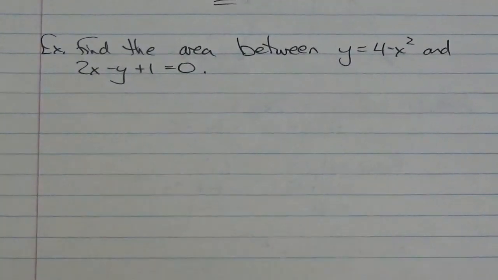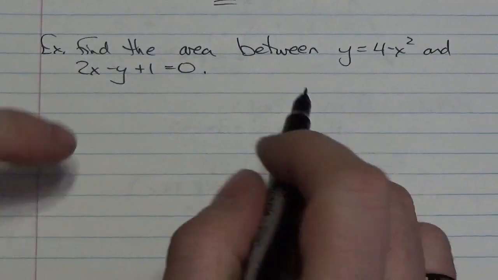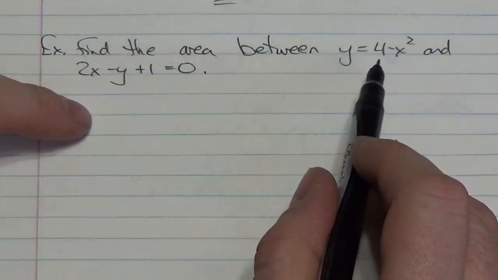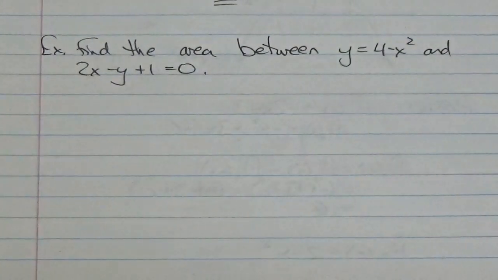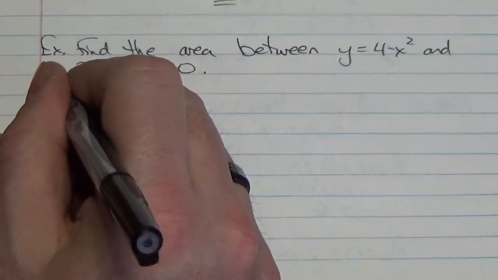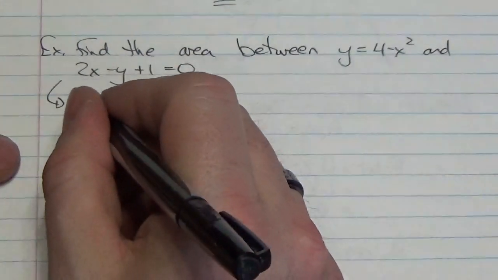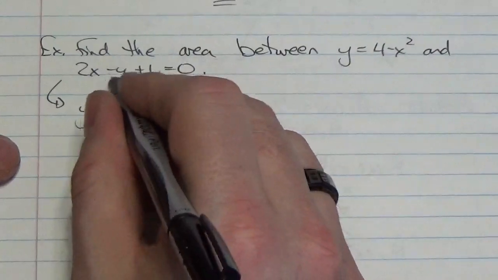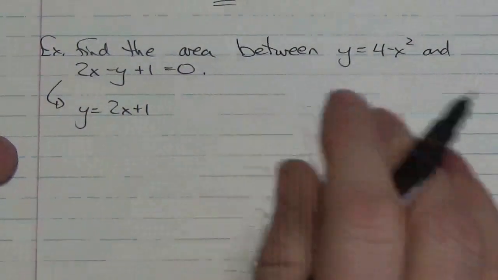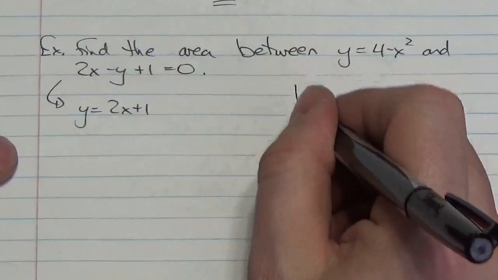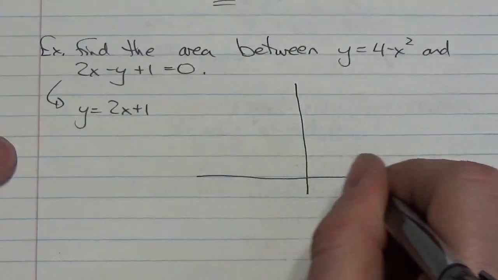All right, let's now apply what we know, and let's find the area between y equals 4 minus x squared and 2x minus y plus 1 is equal to 0. Now, it'll probably be easier if we recognize that this is just going to be, bring the y over, y equals 2x plus 1. Okay.